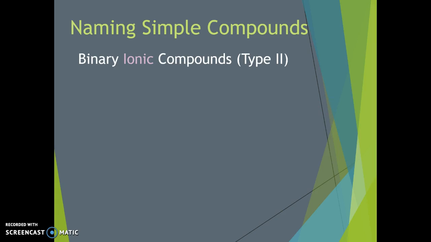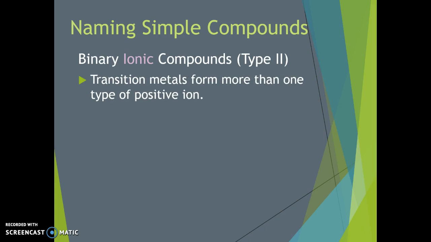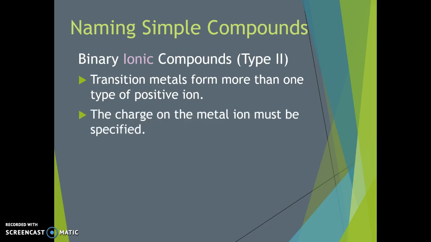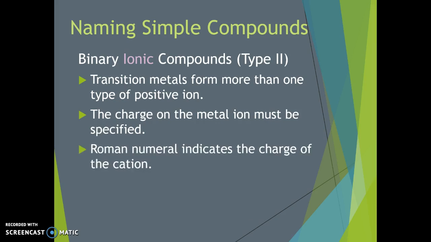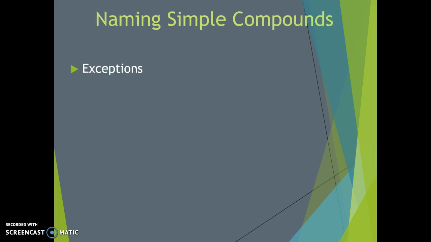There's a second type of ionic compound that we can name, which contains transition metals. Transition metals tend to form more than one type of positive ion. Because of this, we must specify the charge on the ion, and we use Roman numerals to indicate the charge of the cation. With chemistry, there are always exceptions to every rule.